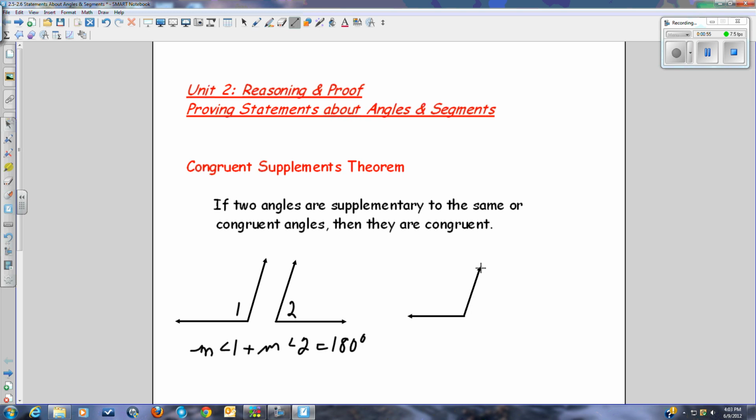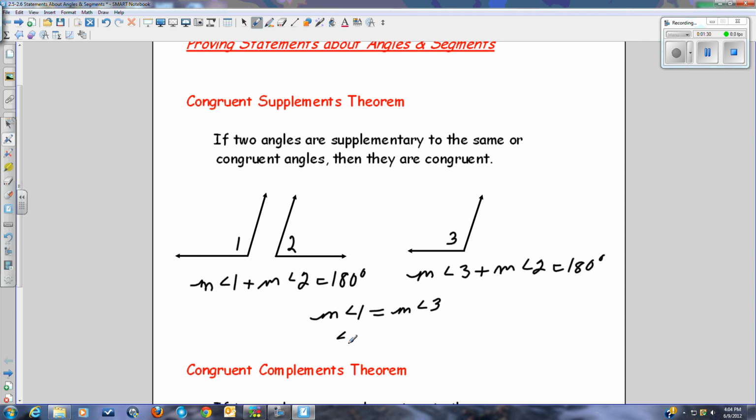Now let's say that we also have another angle, like so, which we'll call angle 3. And let's say that we also know that the measure of angle 3 plus the measure of angle 2 is 180 degrees. Well, angle 2 is supplementary to angle 1. Angle 2 is also supplementary to angle 3. So therefore, the measure of angle 1 is going to have to be equal to the measure of angle 3. So angle 1 is going to have to be congruent to angle 3 according to the congruent supplements theorem.